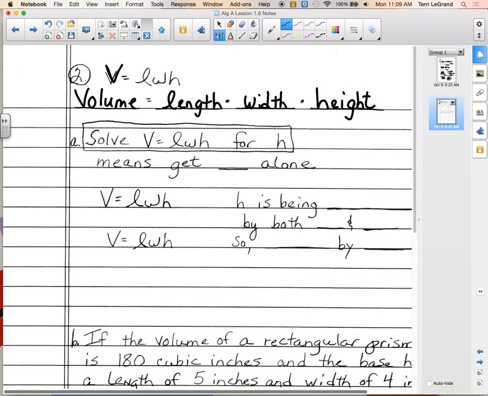So we're supposed to take that volume formula and we're supposed to solve it for H. What's it solved for right now? V. It's solved for volume right now, isn't it? They want us to get it solved for H, or in other words, they want us to get H alone. They want it solved for height instead, so if we're going to use it to find a bunch of heights of different prisms, you could use it very easily. So let's take a look at it.